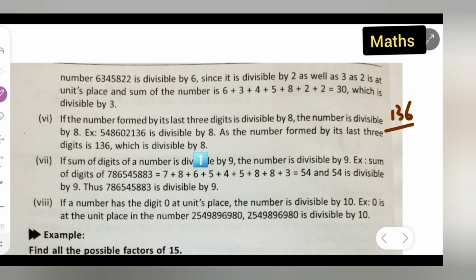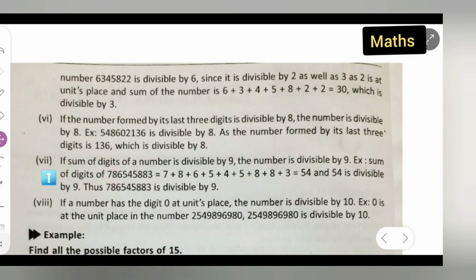136 divided by 8. 8 ones are 8. 8 ones are 8. 9, 10, 11, 12, 13. So 56, you all are getting. 8 sevens are 56, sorry. So obviously this is divisible by 8.